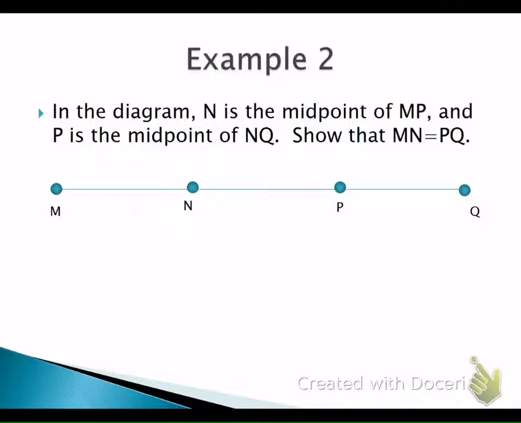So this says in the diagram, N is the midpoint of MP, and that's a segment, so it should have a little symbol on the top. Okay, and P is the midpoint of NQ. Show that the length of the two segments is equal to one another.